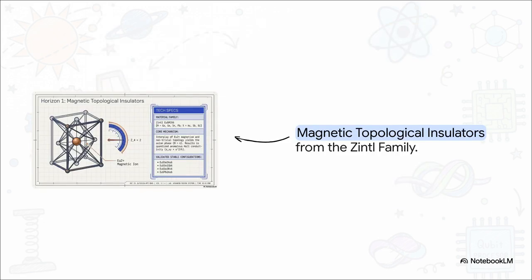And it's not just about twisting 2D sheets either. Here we see the structure of magnetic topological insulators, specifically from the Zintl family. Check out that europium ion, a highly reactive rare earth metal placed right there in the center of the crystal lattice. By combining magnetism with this non-trivial topology, engineers are synthesizing these incredibly robust materials with perfect conductivity in the lab right now. The hardware foundation is very real, and it's solidifying.